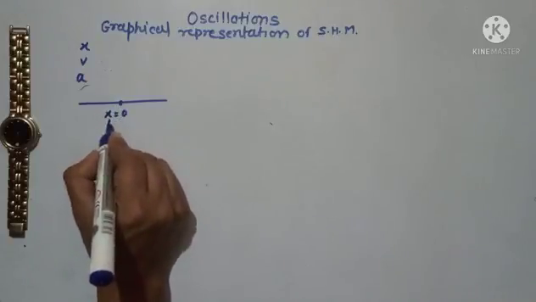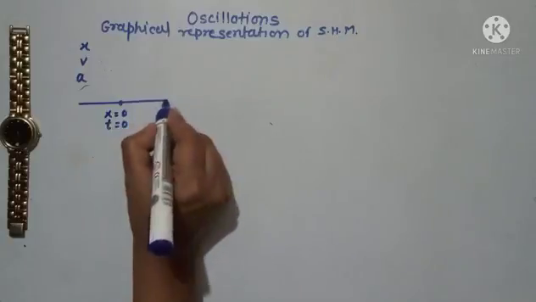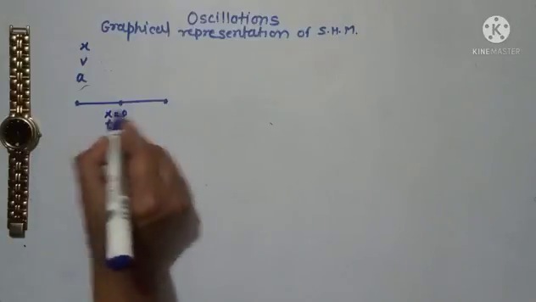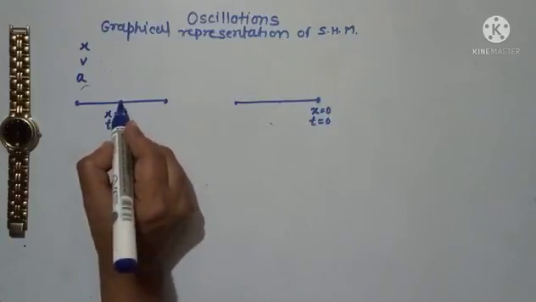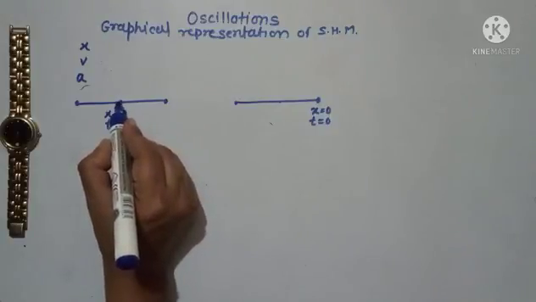Now when the S.H.M is starting from the mean position, suppose S.H.M is starting from this point where x is equal to 0 at time t is equal to 0, we can say that the simple harmonic motion is starting from the mean position. First let us study the equation of the motion for the S.H.M which is starting from the mean position.